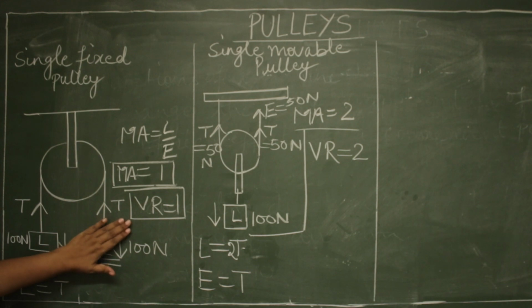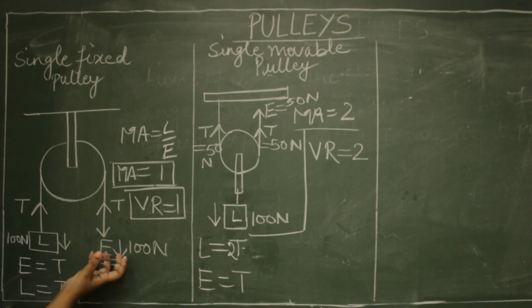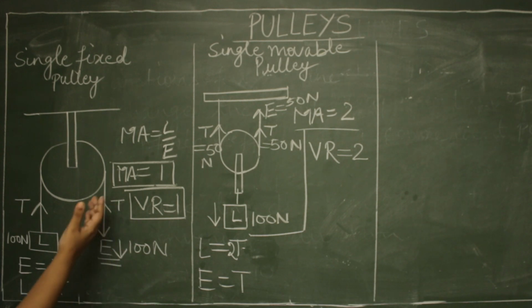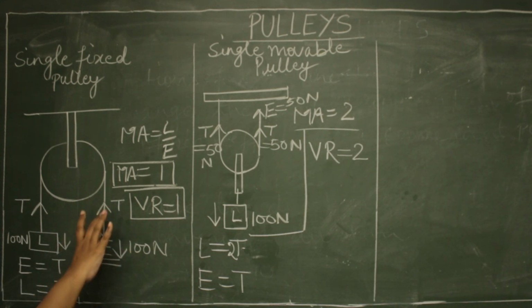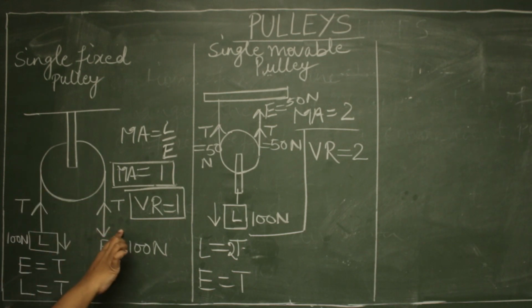Now here in the single fixed pulley, if I want to lift the load by 1 meter, then the effort, that means the rope, when I pull this rope downwards, the distance moved by the rope will be equal to 1 meter. That means the value of dL is equal to the value of dE. Displacement due to load is equal to displacement due to effort.